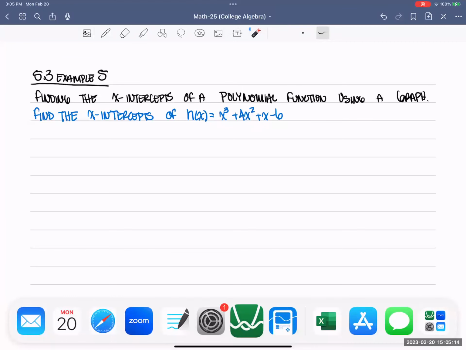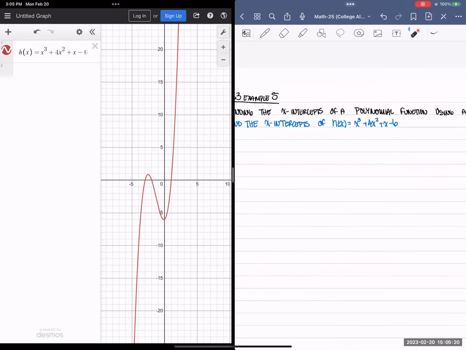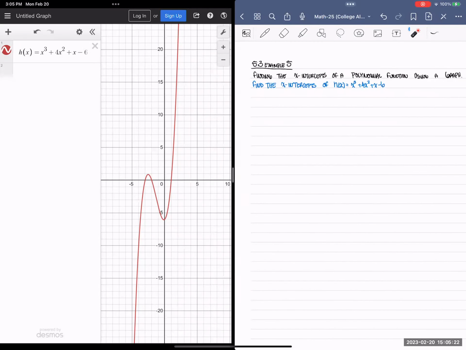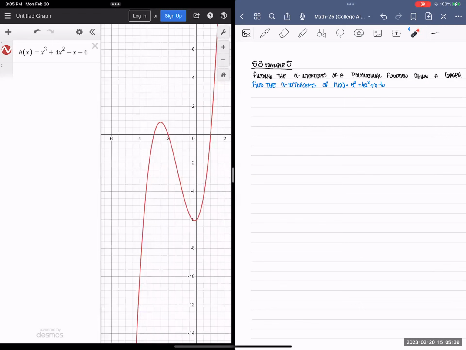Here I'm going to use Desmos, so that way we can see what the function looks like. Before even starting this problem, I got it typed into Desmos ahead of time. So our h of x is this function right here: h of x is equal to x cubed plus 4x squared plus x minus 6. And let's just zoom in to see what our function's doing.